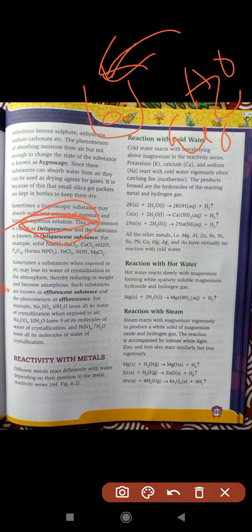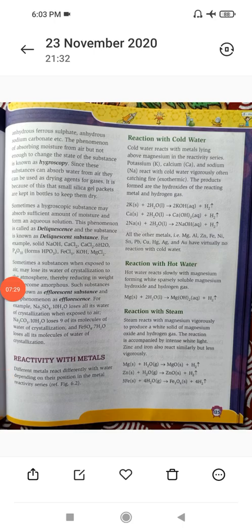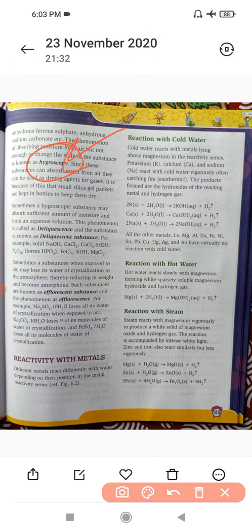And students, if some substance can absorb water molecules but does not dissolve in it, it is called hygroscopic. So in the first case, a sufficient amount of water molecules is absorbed and the substance dissolves; it is called deliquescent. Examples: solid sodium hydroxide, calcium chloride hexahydrate, ferric chloride, potassium hydroxide, magnesium chloride. These are examples of deliquescent substances.